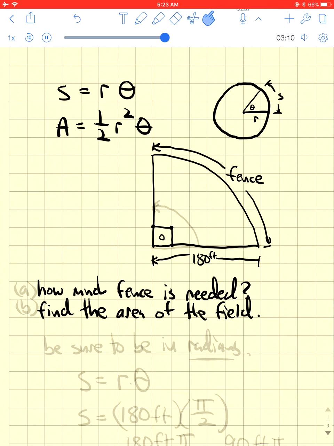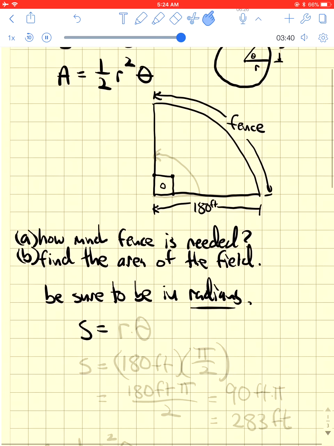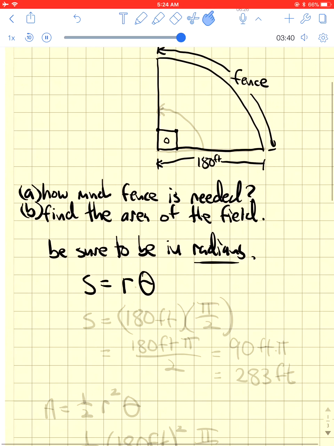Okay, so let's do A first. A is a very straightforward application of the equation S equals R times theta. But the thing you have to remember about these equations is you have to be in radians. Be sure to be in radians first, before you use S equals R times theta.